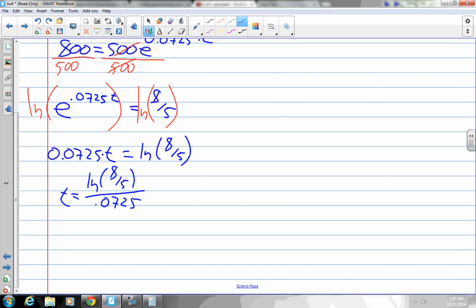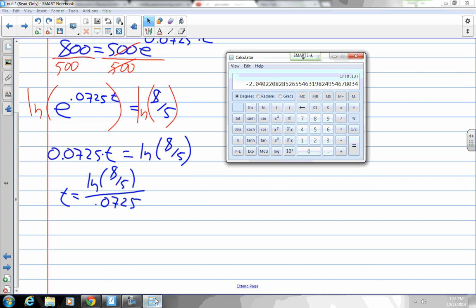So whatever that number is, it will tell me how many years it takes for $500 to grow into $800 at a 7.25 rate compounded continuously. So we can compute that. It's 8/5, 1.6. Take the natural log of that, so 0.47, and then divide that result by 0.0725, so about 6.5 years.